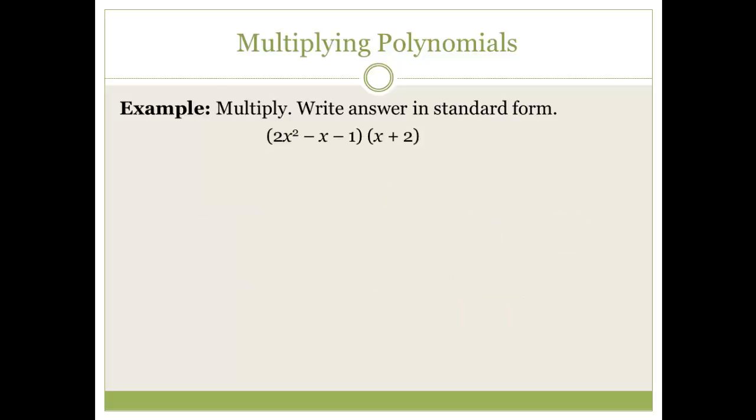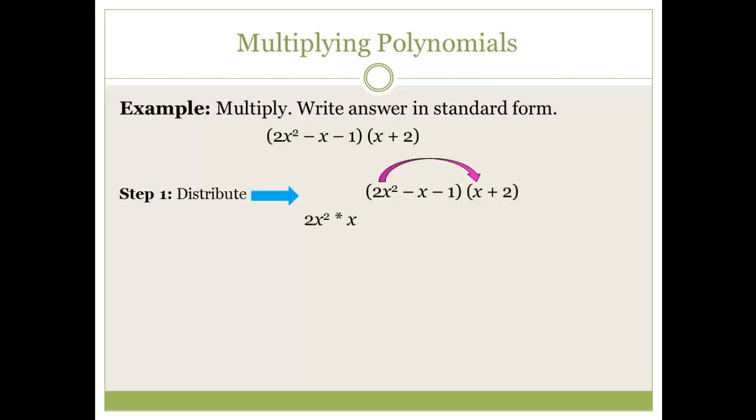In this example, we want to distribute the polynomials. In order to distribute polynomials, we must multiply every term from the first parentheses to every term in the second parentheses. For this question, we would multiply 2x squared times x, 2x squared times 2, negative x times x, negative x times 2, negative 1 times x, and negative 1 times 2.